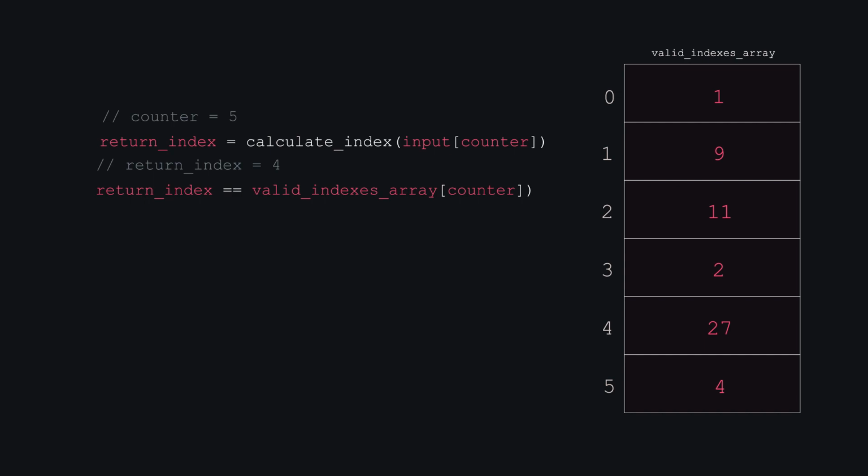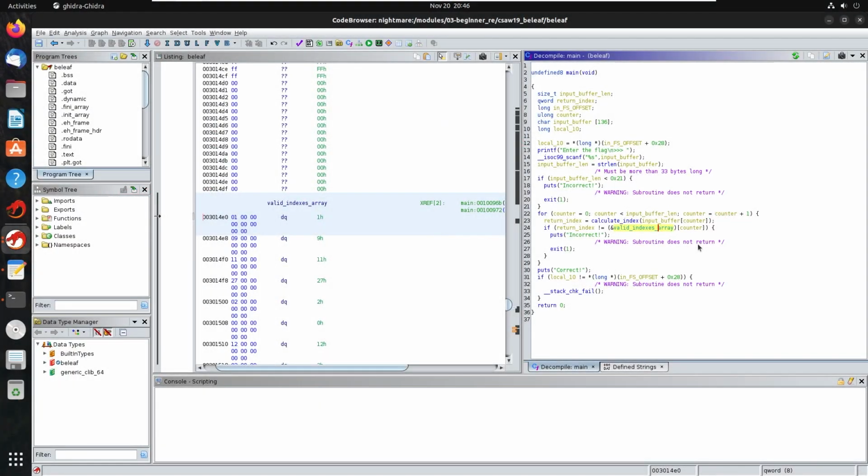These index values are then checked against the valid indexes array one at a time, and as long as they're in order, we will get the message correct. Reversing the process to convert our index values back to ASCII values is more simple than it may appear at first. All we do is take each value in the valid indexes array and find the ASCII letter in the strange ASCII table at that index.